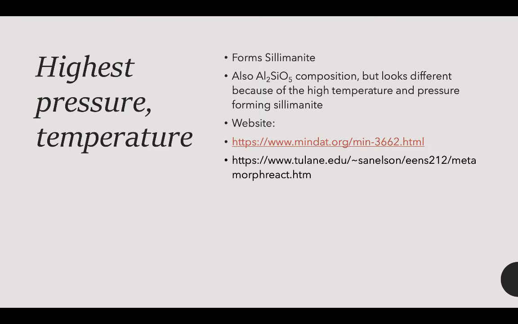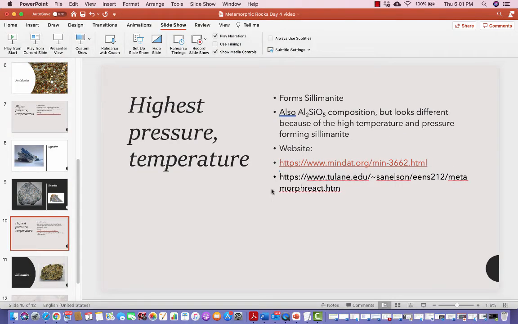It also has the same composition, so this is the third rock in the suite. It's Al2SiO5, and so it's taken all those raw materials from the feldspar and rearranged them and made a new mineral. And this looks different as well because of the high pressure and temperature that forms sillimanite. So let's take a look at some of those websites.